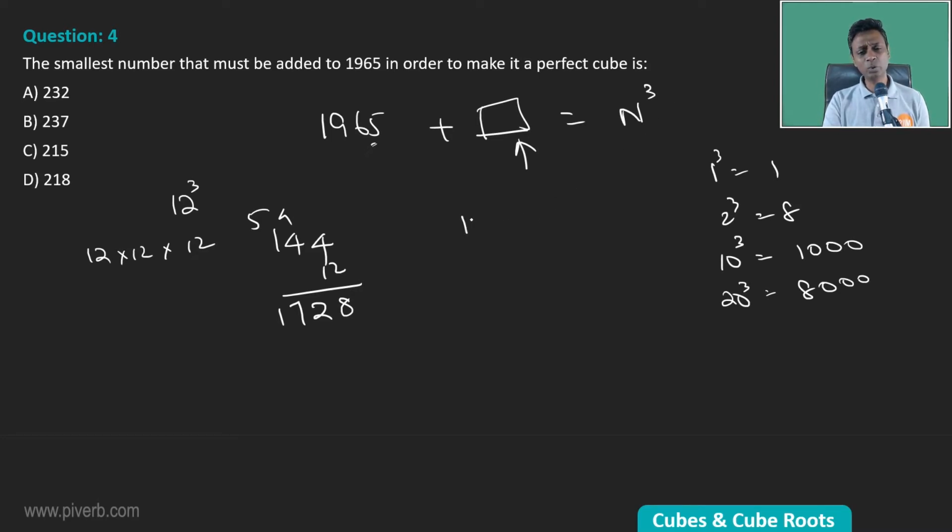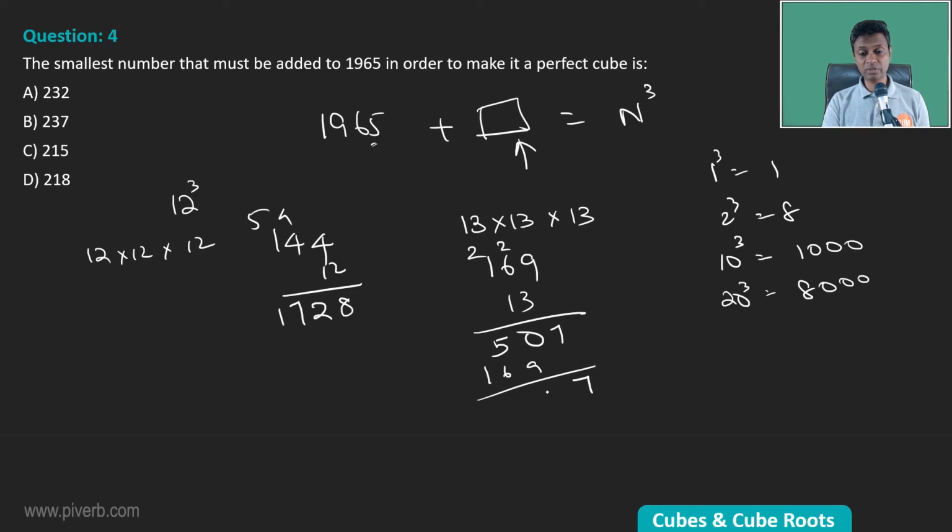So let's try 13 cube. 13 into 13 into 13. 13 into 13 is 169 into 13. Or we'll go step by step. 3 into 9, 27, 7, 2. 18 plus 2, 20, 0, 2. 3 plus 2, 5, plus 1, 6, 9. So add this: 7, 9, 1, 1, 2197. Wonderful. So 2197 is 13 cube.